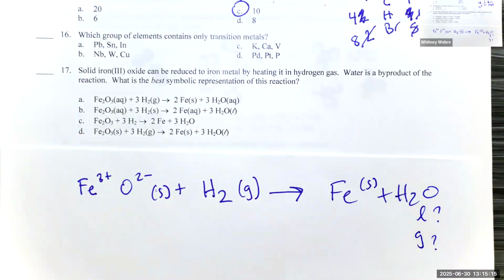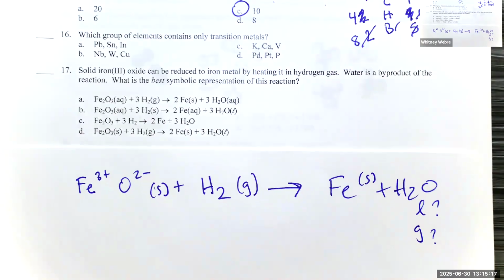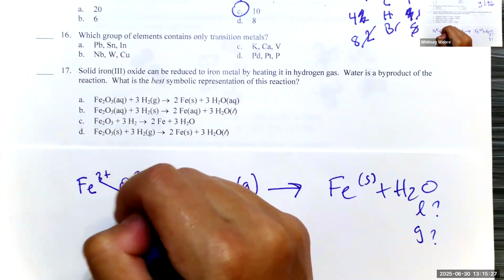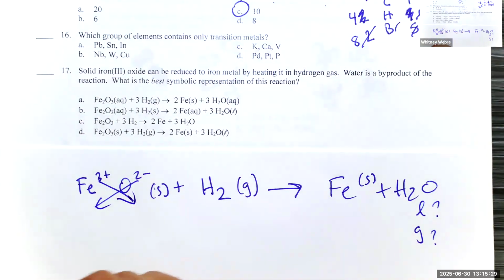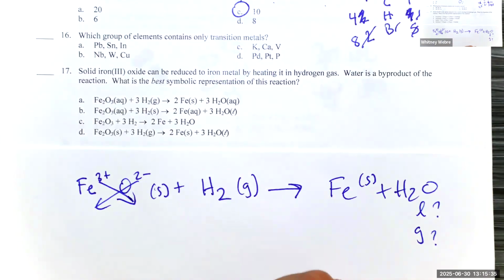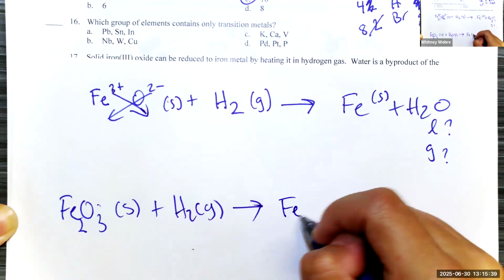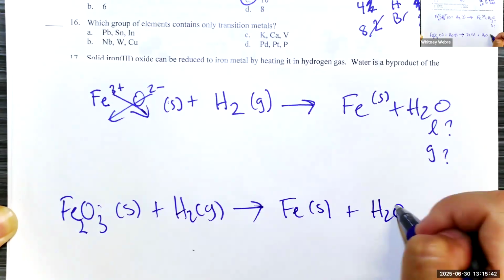But first, before I can even balance this reaction, I need to make sure my iron oxide is correct. So what is iron oxide? Yes. So we have Fe2O3 plus H2 gas becomes Fe solid plus H2O.